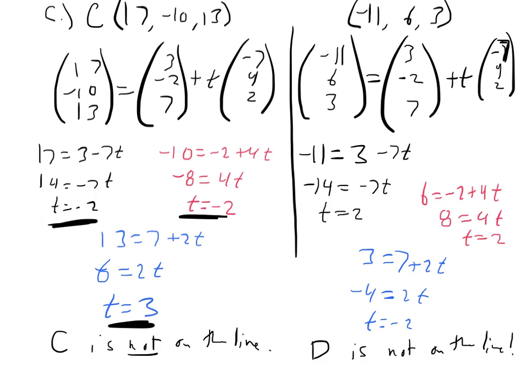What does it mean for the point to be on the line? It just means that all three of those t values have to be the same. Okay, so unless I made a mistake in there somewhere, which is possible, it does not look like either of those points was actually on the line.